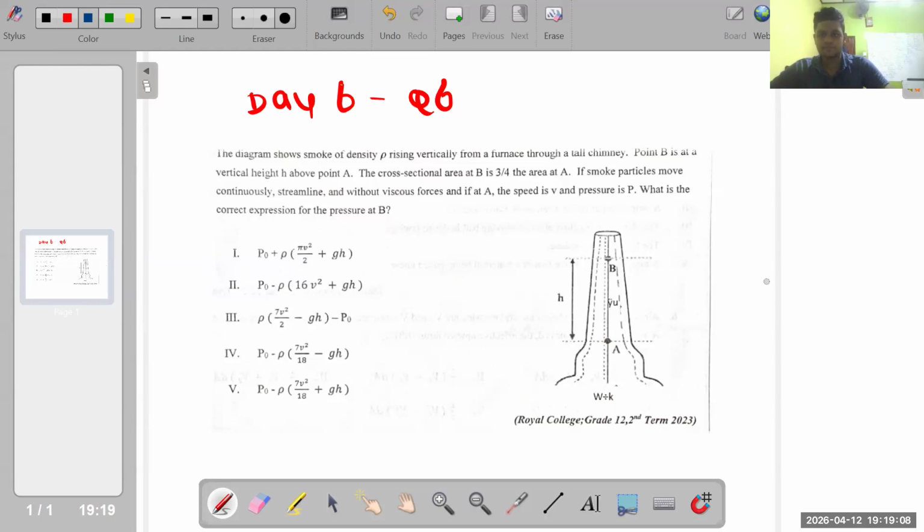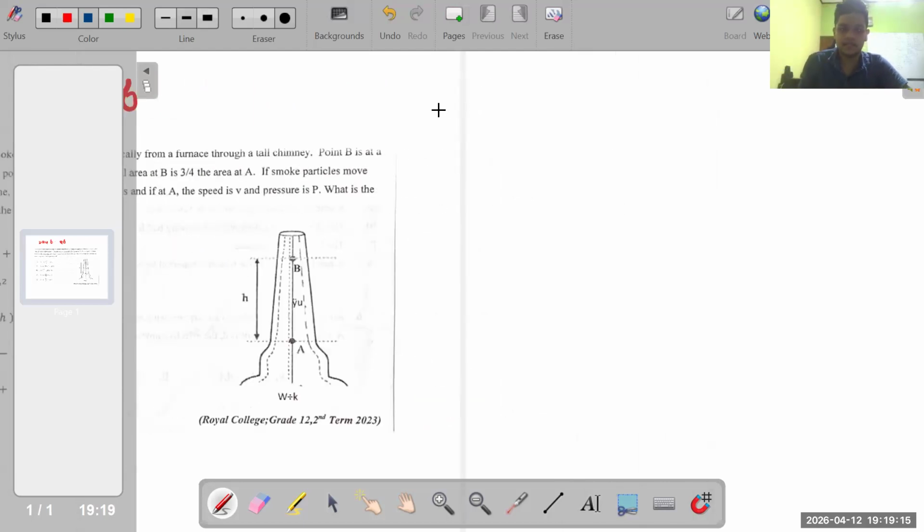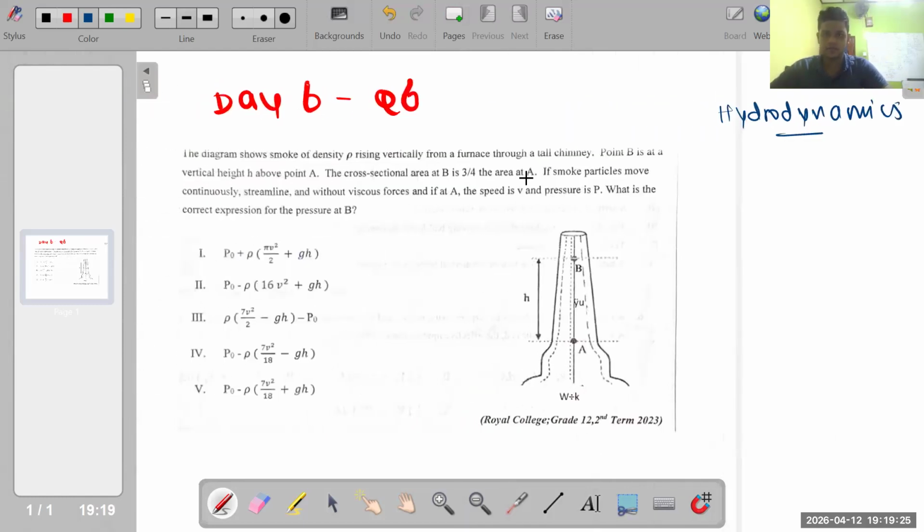I feel it's a hydrodynamics type of question. So the concept we can apply here is hydrodynamics, because pressure, velocity and cross-sectional area are involved, and they have said there is no viscous force, which means it is not related to properties of matter, like viscosity. They have mentioned streamline and continuous, so it is a hydrodynamics type of question.